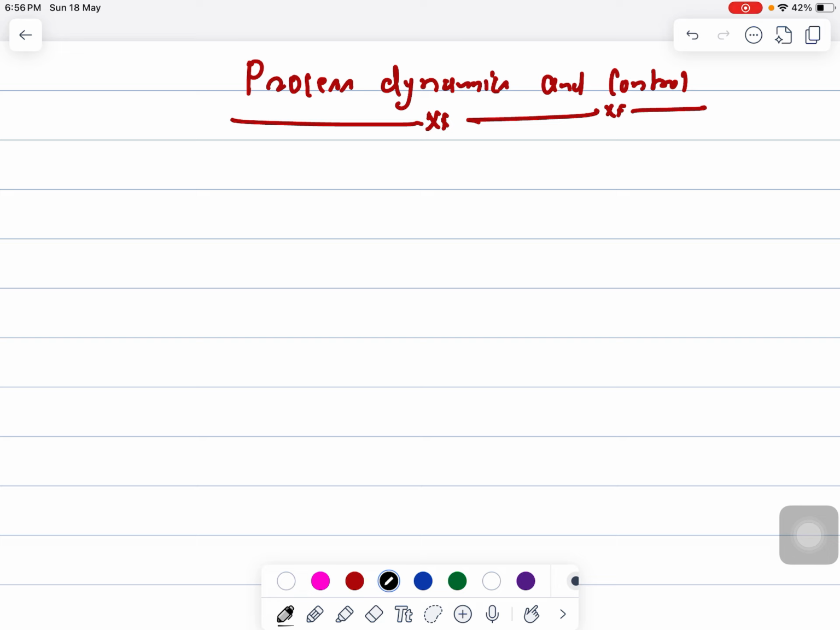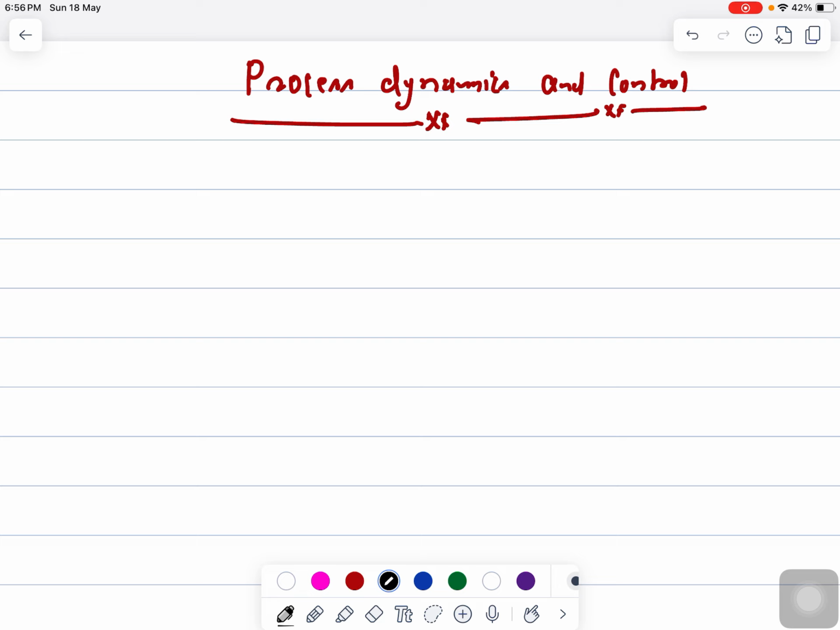So without wasting our time, let's just start with process dynamics and control. The subject is very important and very interesting, I'm damn sure about that. I'll make the subject very interesting, and you will be very confident before writing the GATE examination in this particular subject. We'll solve lots of numericals that have been asked in GATE and BARC, and some MCQs from Ram Prasad also on this channel, right?